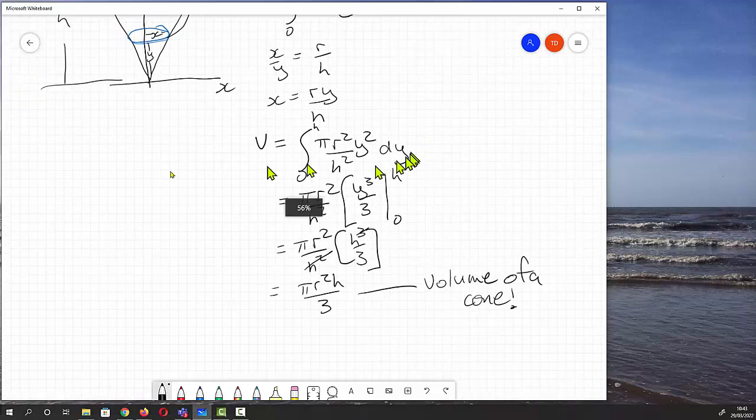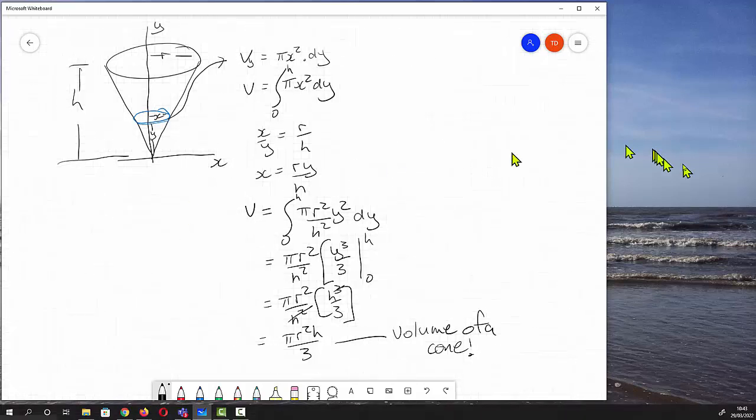So let's just review how we got there. What we said is that the volume of a tiny slice of water there is pi x squared dy. Pi x squared is the area, and obviously the area changes as you go up or down the column. And dy is the thickness of one of these little slices of water. So we're going to integrate that tiny volume from 0 to h, which is the total height of the cone. We're integrating with respect to y, but we've got this h squared term. So we say x over y is equal to r over h by similar triangles.